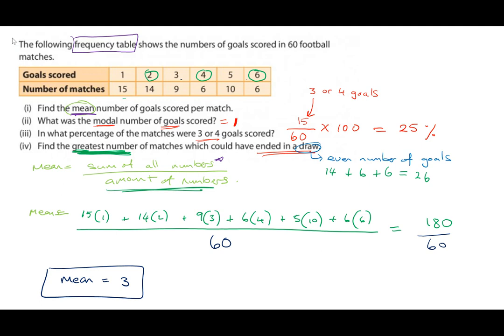The most important thing on this is the mean. When you're looking for the mean of a frequency table, you've got to multiply the top by the bottom, plus the top by the bottom, plus the top by the bottom, and then always divide by the total number, not the number of sections. So the total matches.